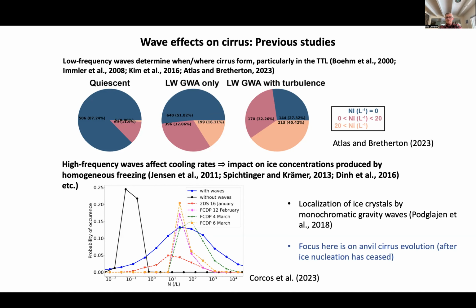So here I'm going to look at something different. I'm focusing on the evolution of Anvil Cirrus after nucleation has ceased. And this makes more sense anyway for Anvil Cirrus because the ice crystals are generally generated in the updrafts of the deep convection, and there's really nothing to do with the waves. So I'm really going to be looking at the impact of the waves downstream as the Anvils evolve.